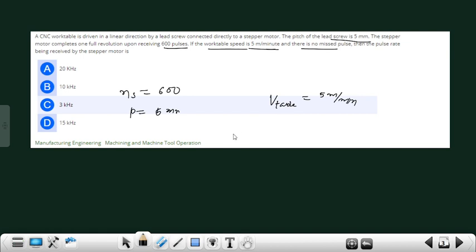So the RPM of the lead screw, N_S, is equal to V table divided by pitch, so it is equal to 1000 RPM.